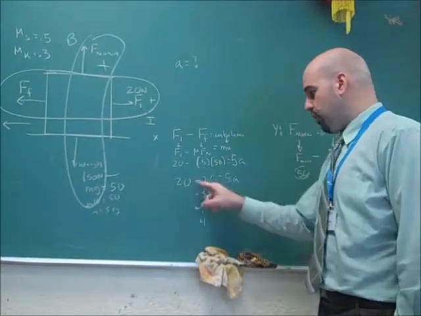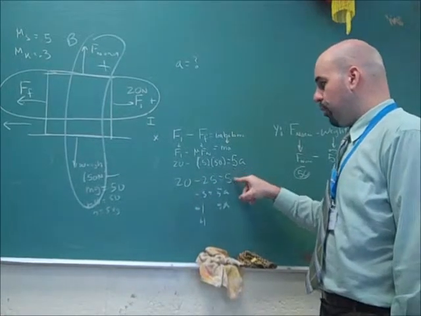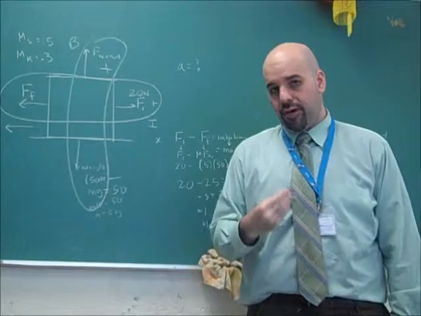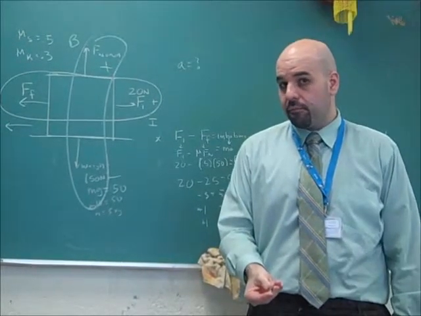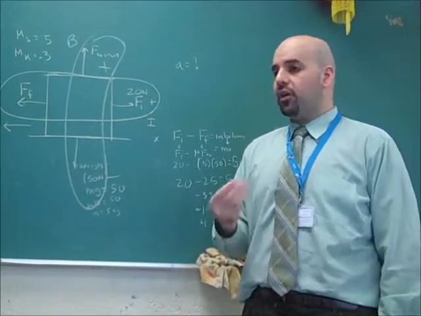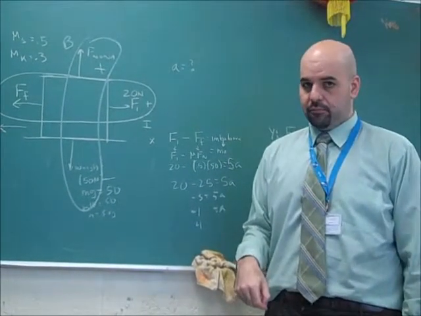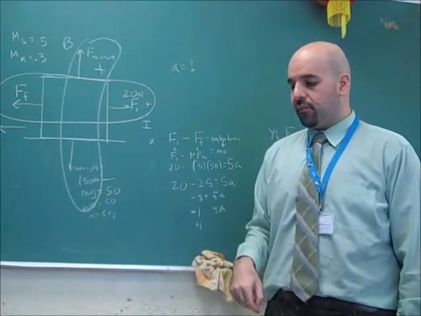If you push exactly 25, you will get a perfect balance between these two. Since it's at rest, it will stay at rest. It won't be moving. In order to get it moving, you must overcome it. So you must push a little bit more than 25 to make an acceleration. And with that, in a little bit, we're going to go on to number 2.